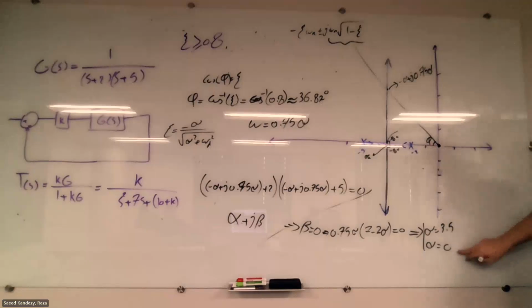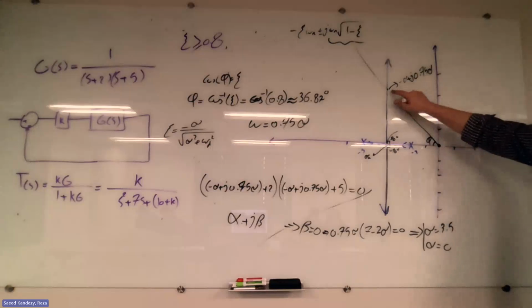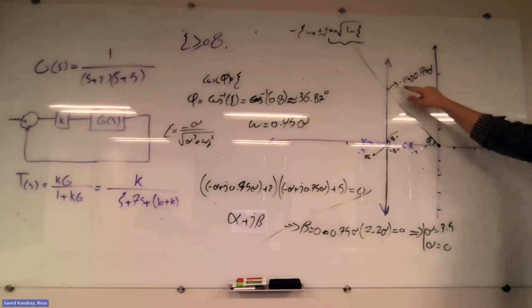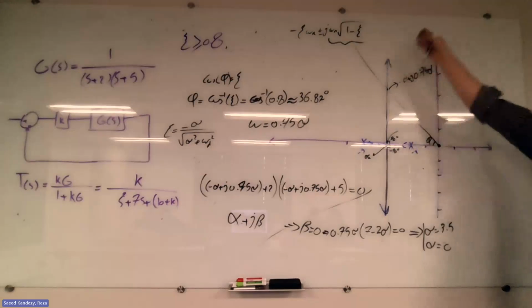Sorry, this one, 3.5. It is plus, but this S is minus delta plus j omega. Okay, so this point is going to be minus 3.5, which makes sense because it is on our trajectory.